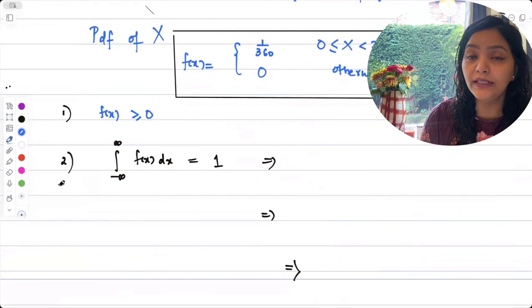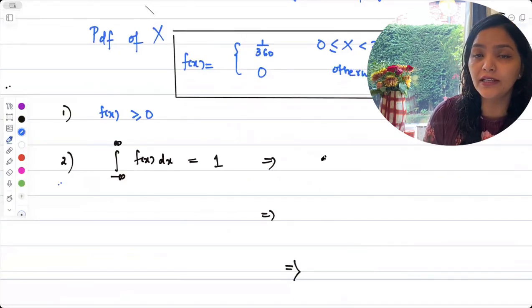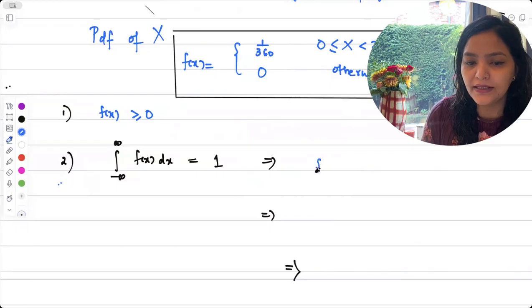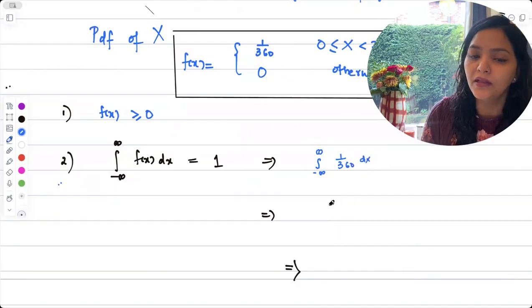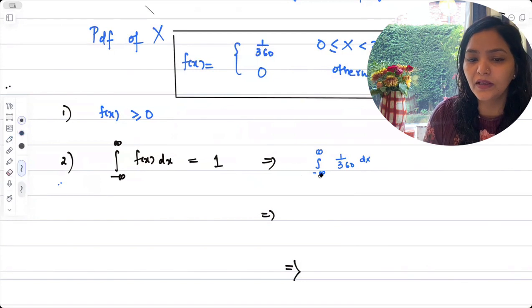And the total integral, is it equal to 1? Let's see. So minus infinity to infinity, f(x) dx should be equal to 1. What is this integral in our case? It's minus infinity to infinity of 1 upon 360 dx, right? Now, our random variable is such that f(x) is 1 upon 360 from 0 to 360, otherwise it's 0, right?